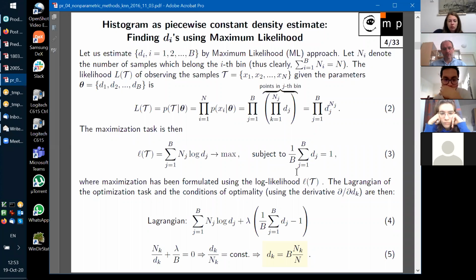Now we'll solve this as a constrained optimization using a Lagrange multiplier. So this is the quantity we are optimizing plus lambda times the constraint, and we get the result, which would be expected: it's nk over n, and b is just a normalization factor. So nothing really spectacular here.